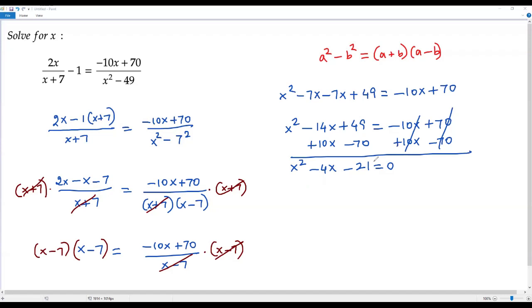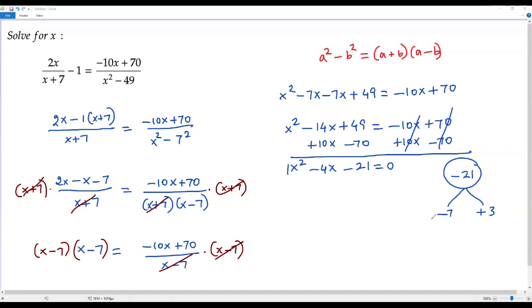For that, I have to multiply the constant of negative 21 by the coefficient of x squared, which in this case is just 1. Multiplying negative 21 by 1, I'm still getting negative 21. Now I have to find two factors of negative 21 whose product is negative 21 and whose sum is the coefficient of x, negative 4. I think negative 7 and positive 3 will work. When I multiply negative 7 and positive 3, I get negative 21. When I add them, I get negative 4, which is the coefficient of x.